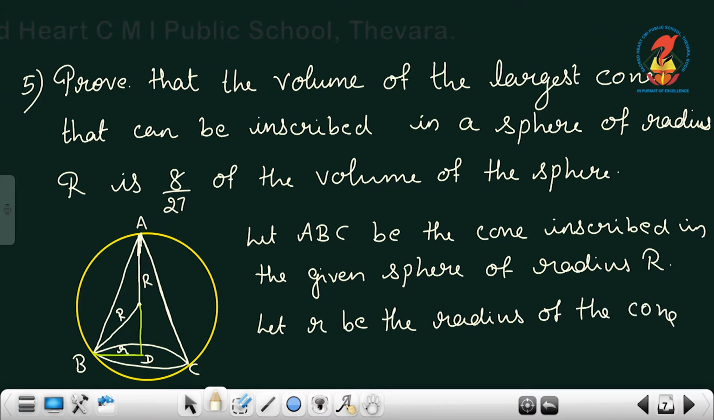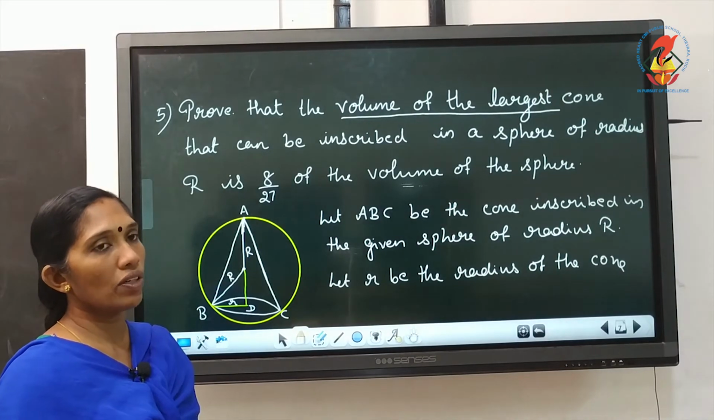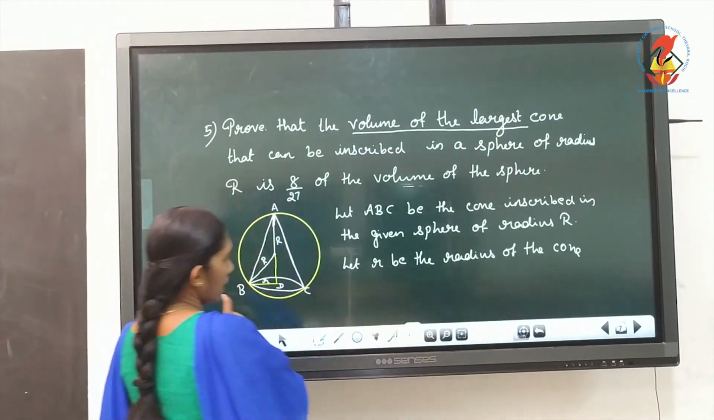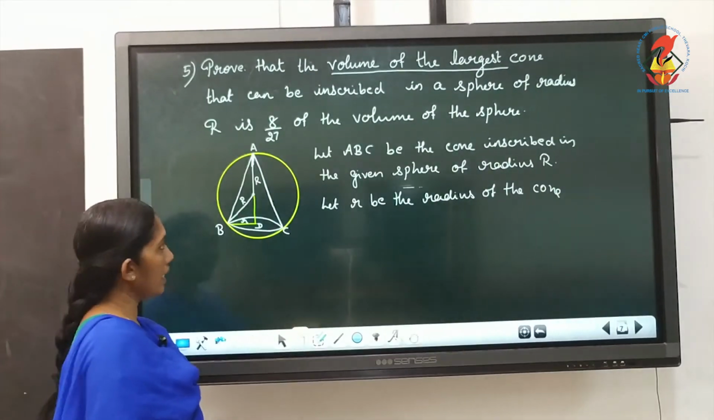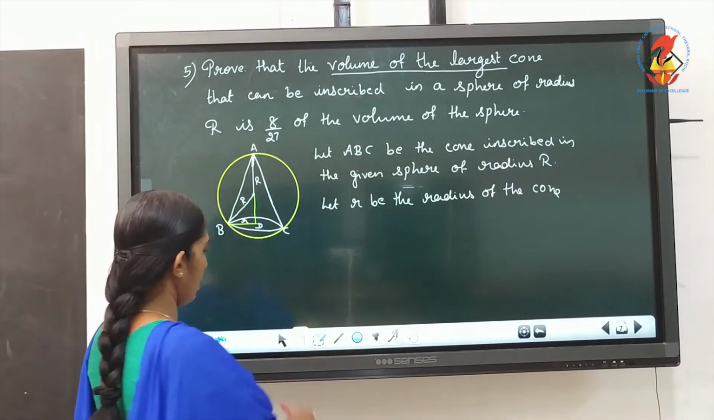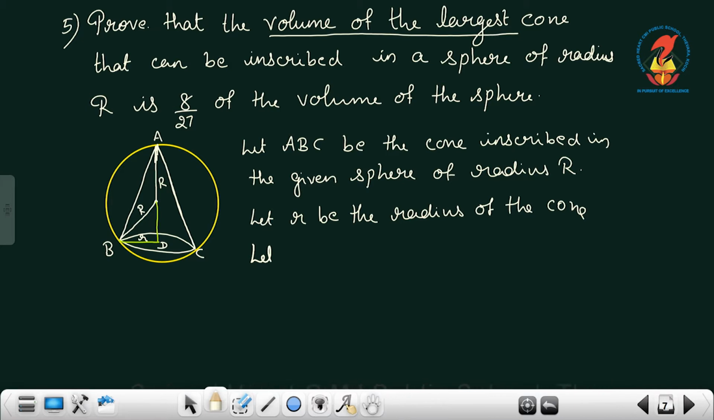And what we have to prove? The volume of the largest cone. Largest means maximum. So we have to prove the volume of the cone is maximum. Volume of the cone formula is 1 by 3 pi r square h. So radius and height. What is the height? AD is the height of the cone.